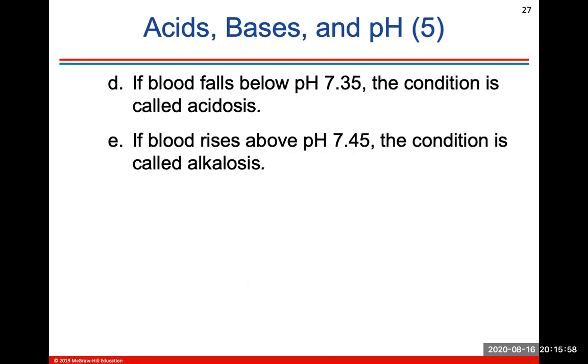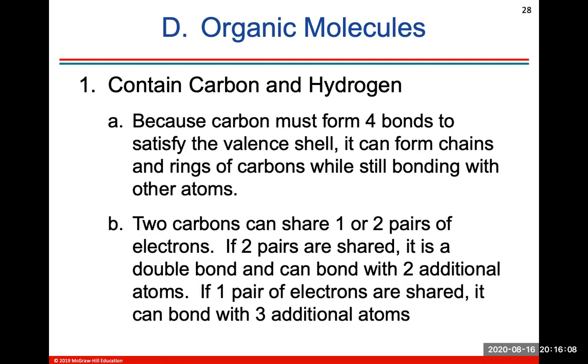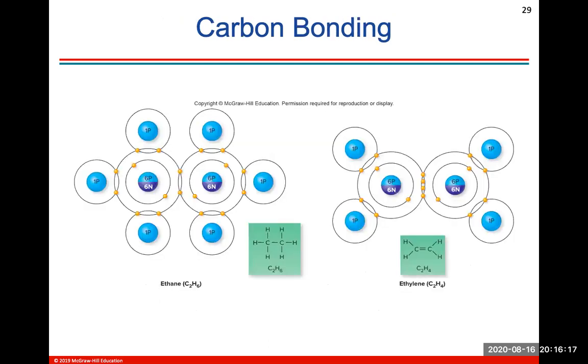If blood falls below 7.35, the condition is called acidosis, and if it rises above 7.45, the condition is called alkalosis, so more basic. Most organic molecules will always contain carbon and hydrogen, and I'll let you guys read through the rest of this slide. Carbon bonding is seen here between ethane and ethylene.